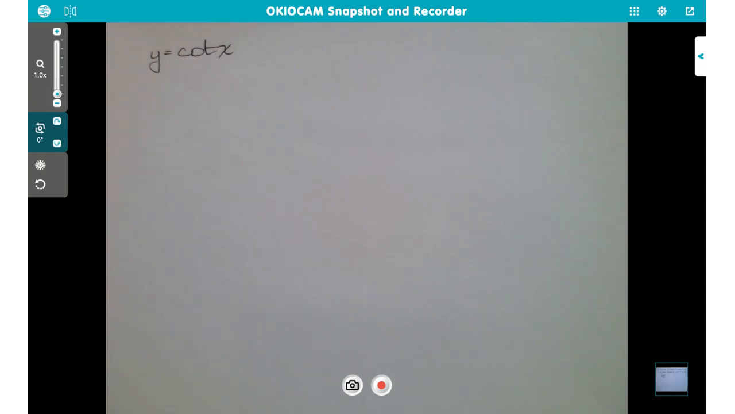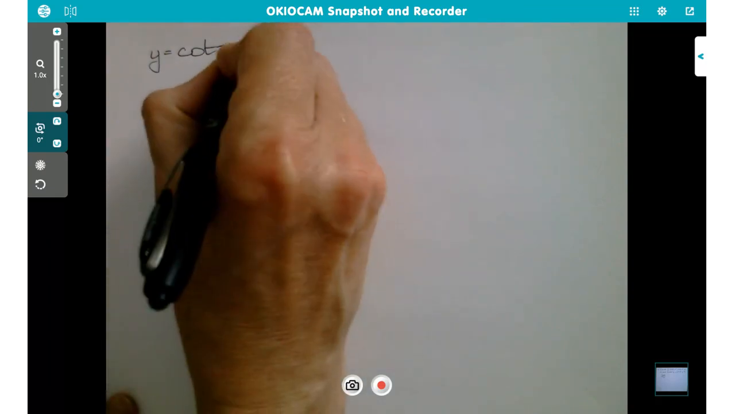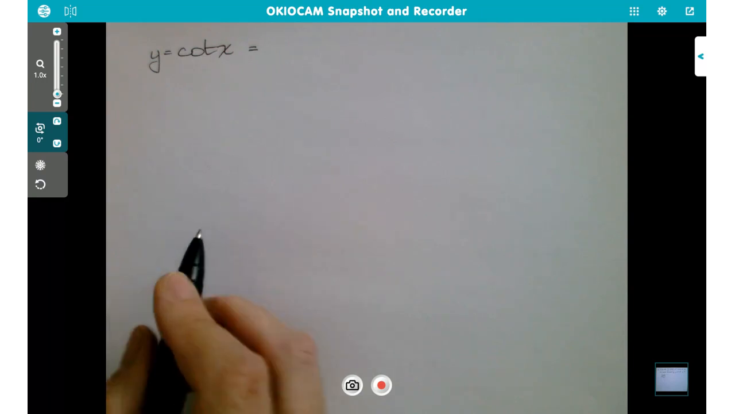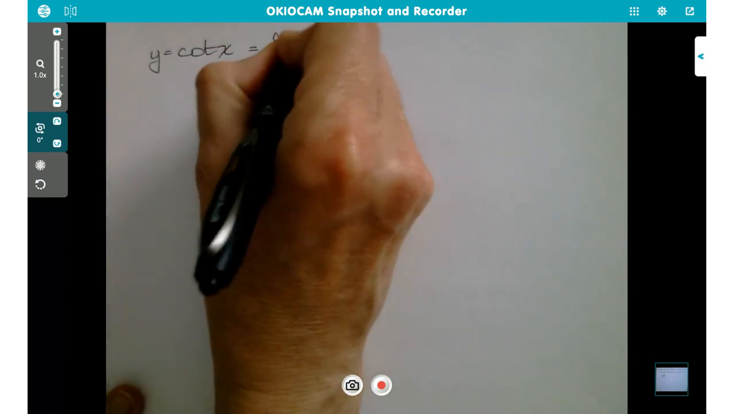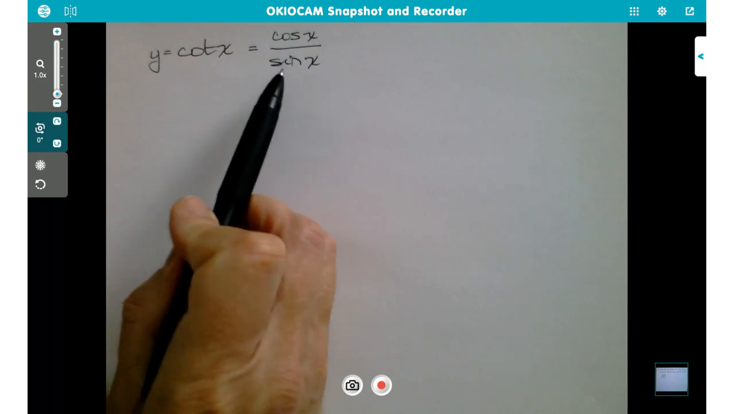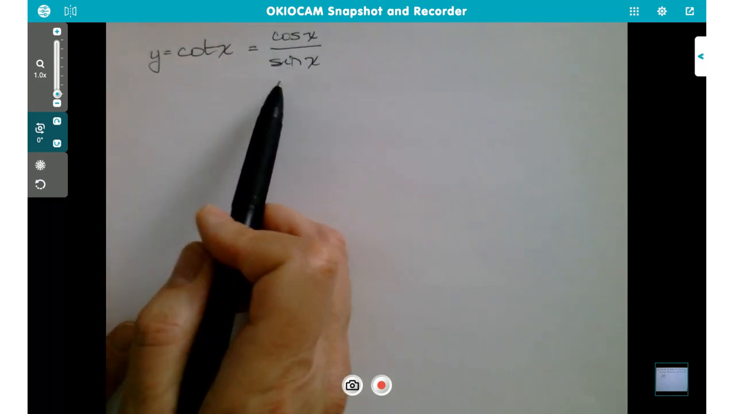Here's the graph of the cotangent function. We can get the cotangent function by putting the first coordinate from the unit circle over the second coordinate. The first coordinate's the cosine, the second coordinate's the sine. So the cotangent is equivalent to cosine x over sine x. That's a fraction, so it's going to do some fraction things.